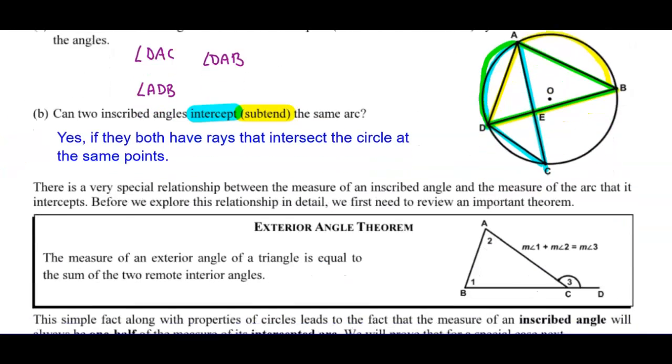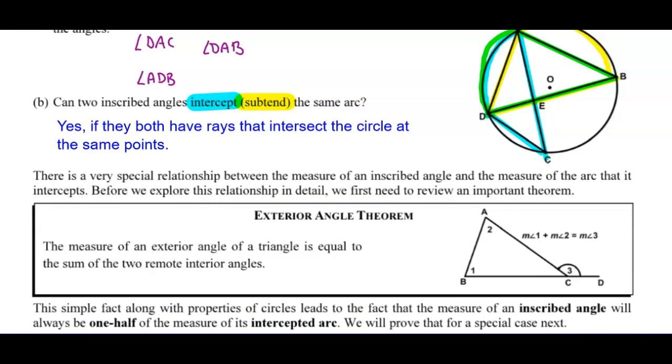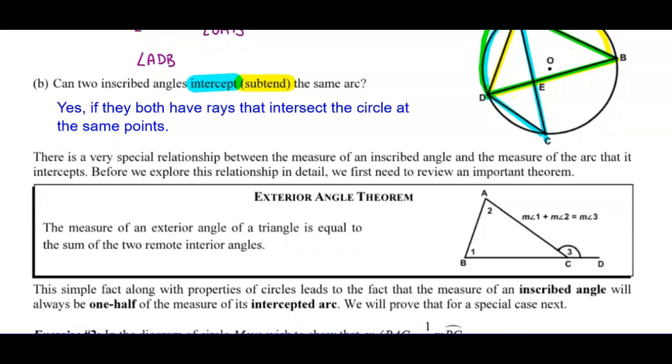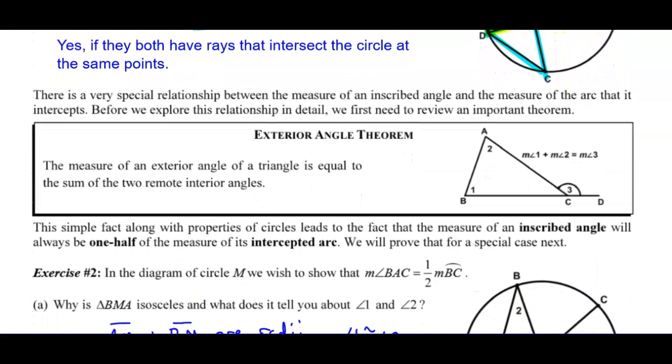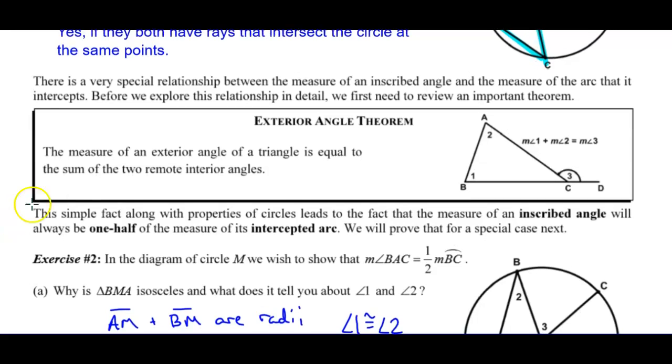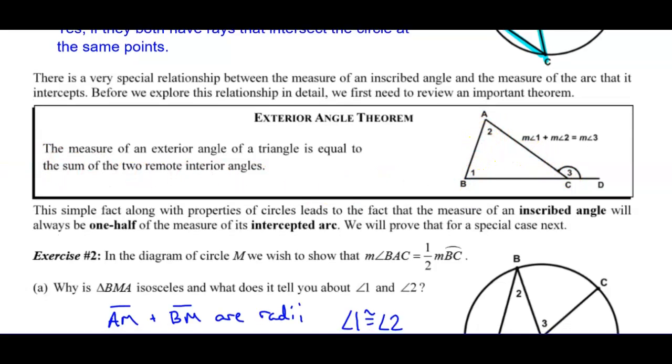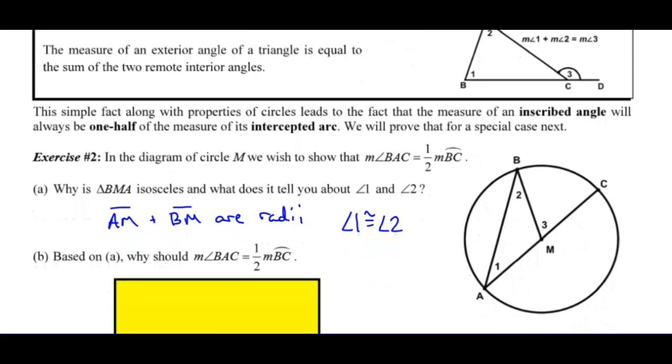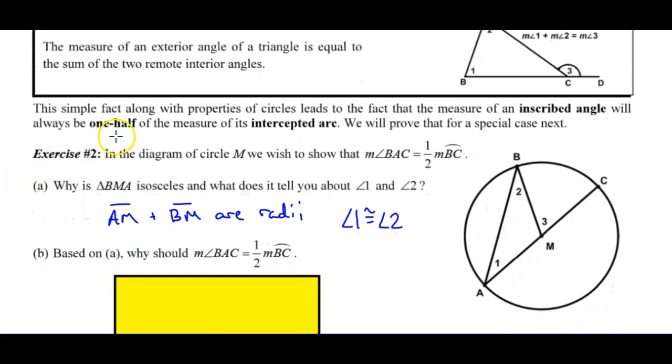Okay. So there's a special relationship between the measure of an inscribed angle and the measure of the arc that it intercepts. Let's just quickly review the exterior angle theorem, because that's what's going to be used here to prove it. So the measure of an exterior angle in a triangle, one that's formed by an extension line, is going to be equal to the sum of the two remote interior ones. So if I'm talking about angle 3, that's going to be equal to the sum of 1 and 2. Alright, so that fact, along with properties of circles, will give us the fact that an inscribed angle will be 1/2 of the measure of its arc.